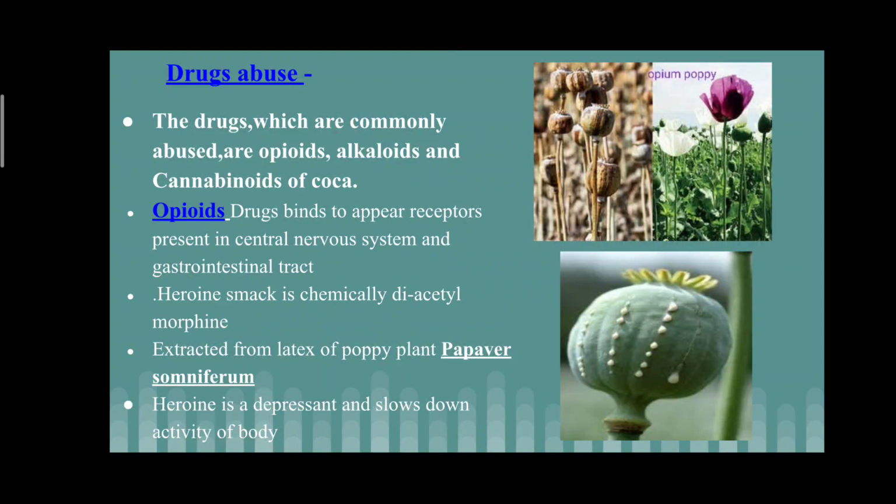Drugs bind to opioid receptors present in the central nervous system and gastrointestinal tract. So, heroin or smack is chemically diacetylmorphine. See in the diagram. The example is the opium poppy plant, commonly known as Papaver somniferum. Heroin is a depressant and slows down the activity of the body, and it is extracted from the latex of the poppy plant. See in the diagram the poppy plant with inflorescence, then dry fruits, and the young fruits with latex.